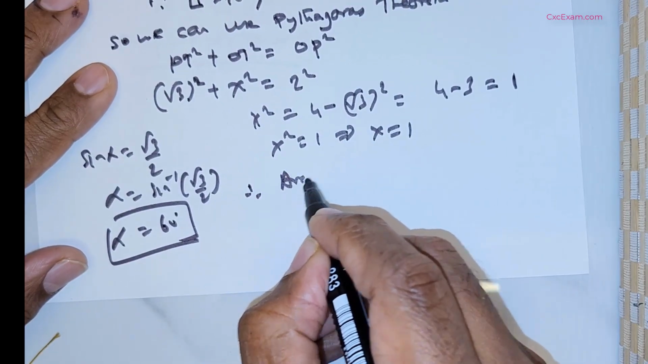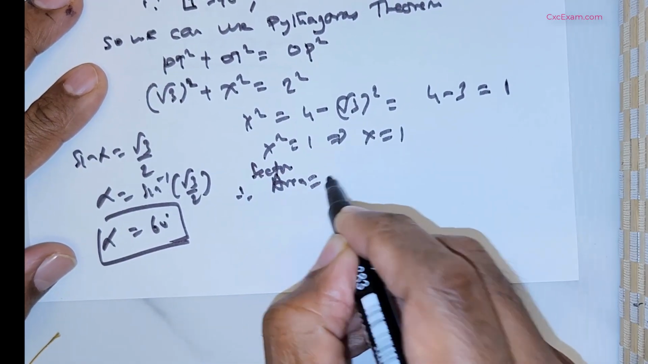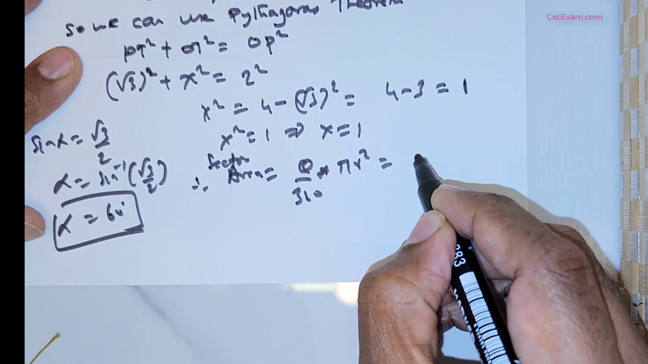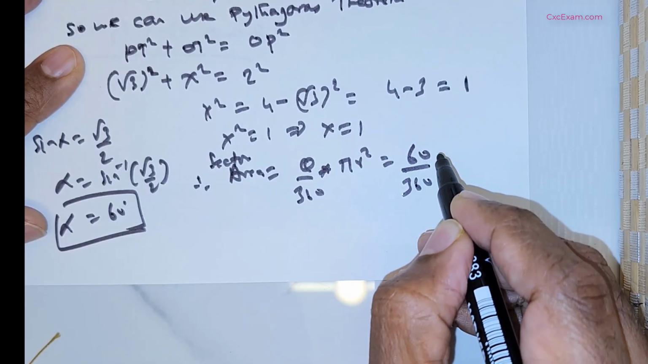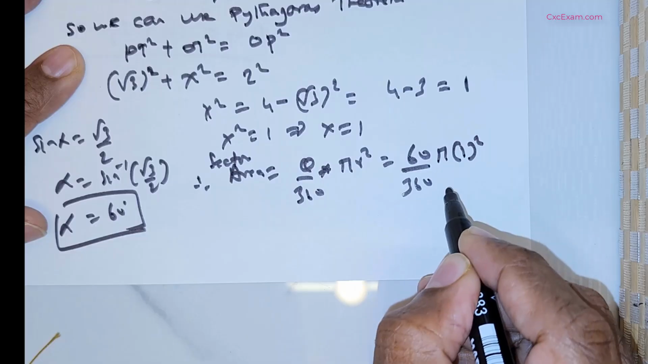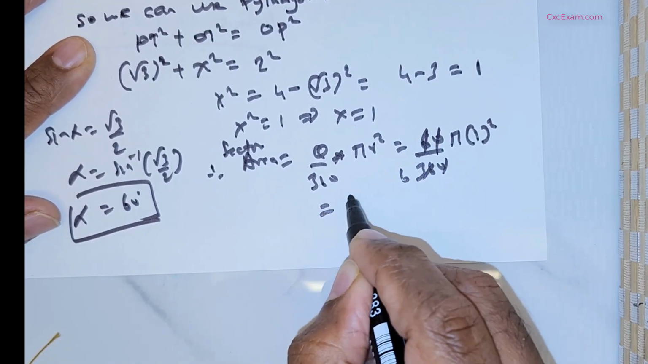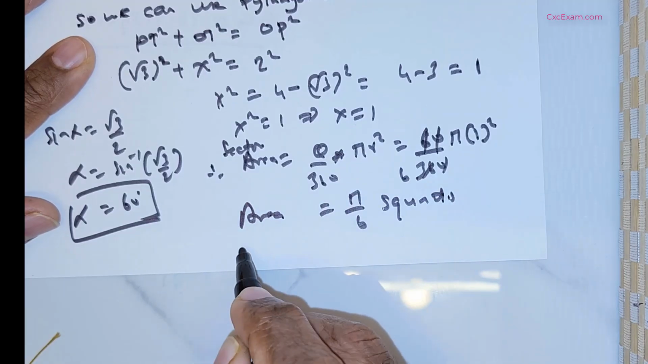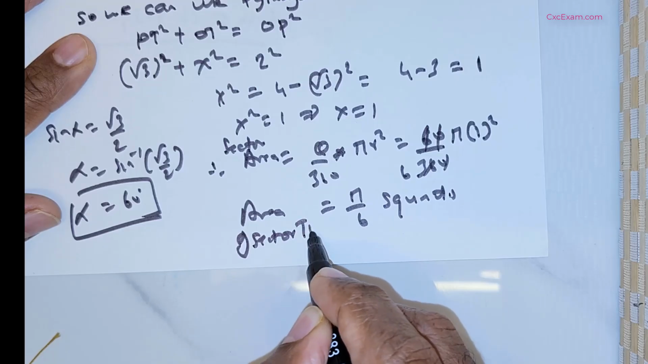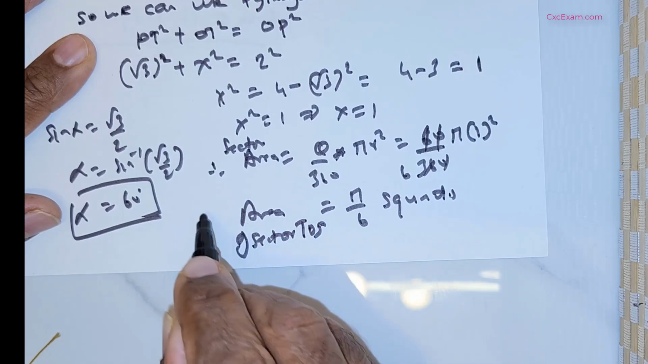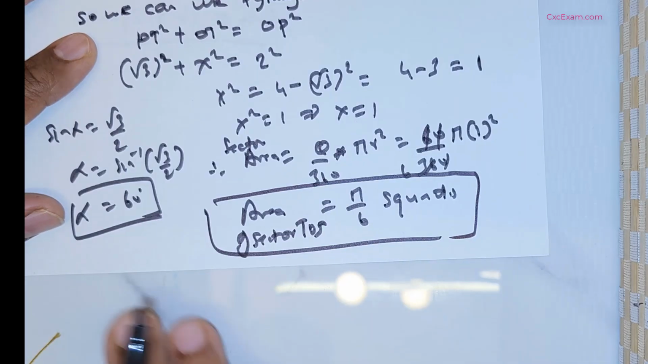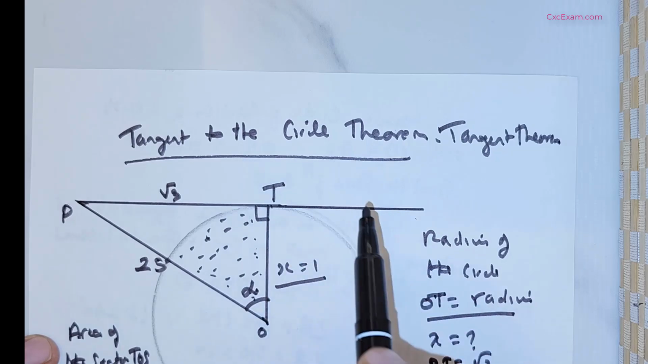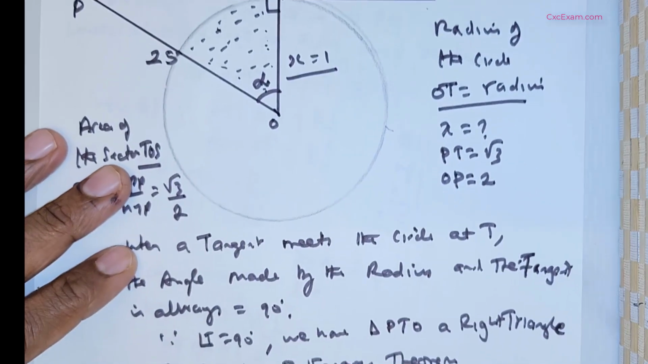Therefore the sector area is theta over 360 multiplied by pi r squared. My theta is 60 degrees, over 360, times pi r squared, where r is 1 unit. 6 divides here 6 times, so pi over 6 square units is the area of sector TOS. So that's the solution for this question. Clearly you can see, all because we know this tangent theorem, we were able to answer this question. So let's move on.